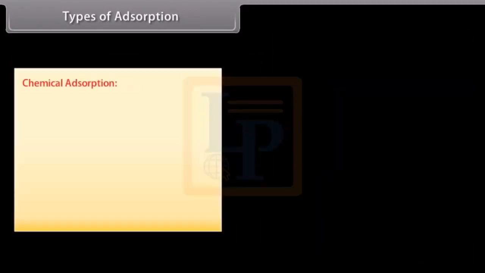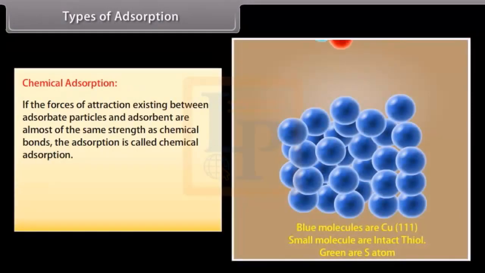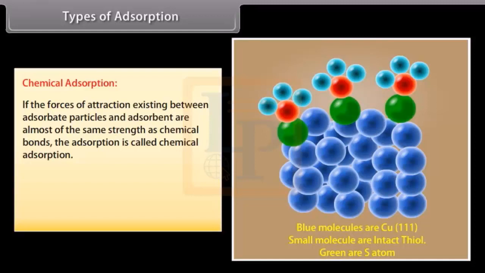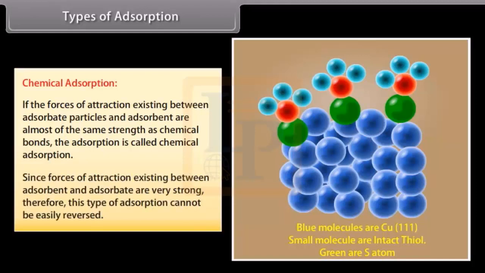Chemical adsorption. If the forces of attraction existing between adsorbate particles and adsorbent are almost of the same strength as chemical bonds, the adsorption is called chemical adsorption. Since forces of attraction existing between adsorbent and adsorbate are very strong, this type of adsorption cannot be easily reversed.